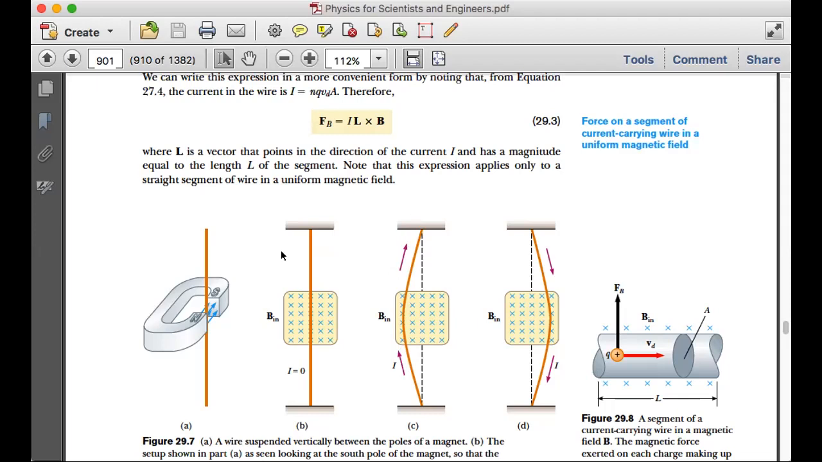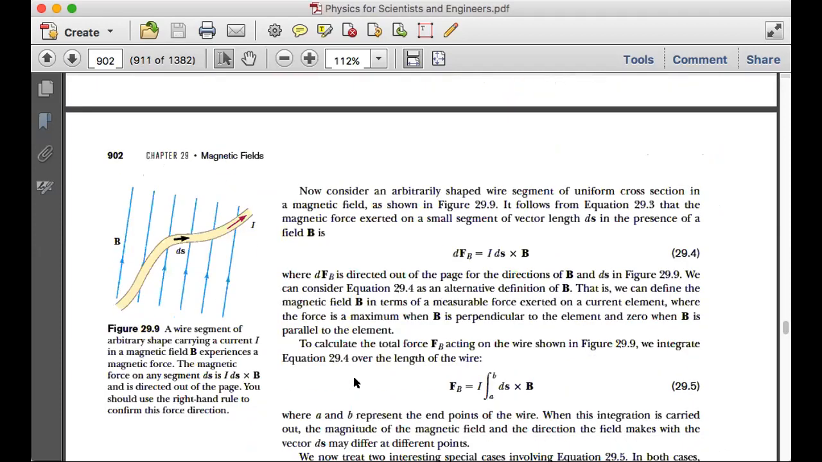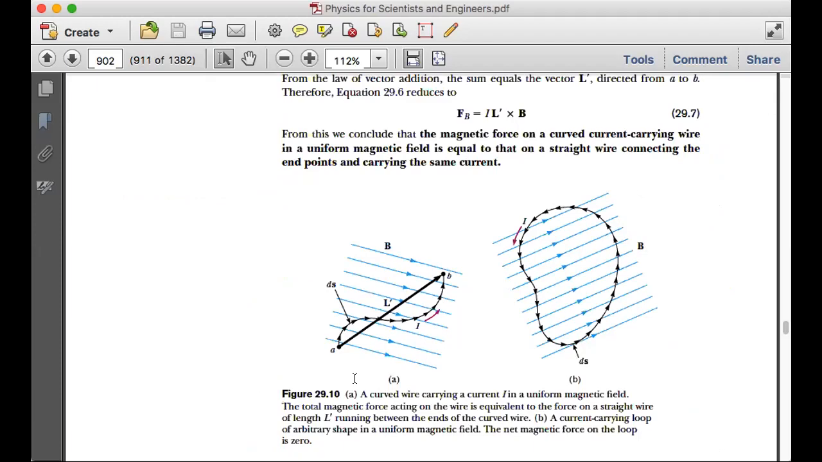This expression only applies if the B here is constant. If the B is produced by an alternating current, the direction of B will alternate also, so the wire will bend back and forth. Let me show you another example.